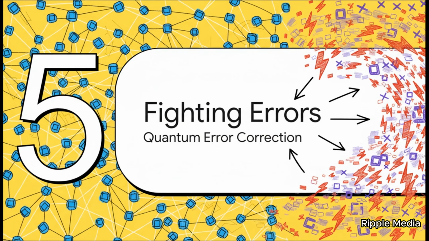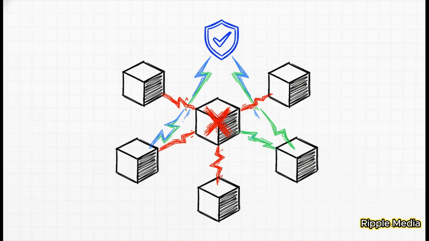All right, so we've got a way to scale. Problem solved, right? Well, not so fast. Because when you link up thousands of these modules, you create a whole new monster of a problem. How do you manage the tidal wave of errors that's going to happen across this huge network? I mean, just think about it. One tiny error in one module could spread like a virus and wreck the whole calculation.